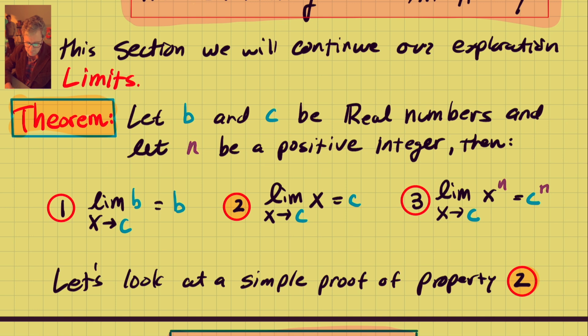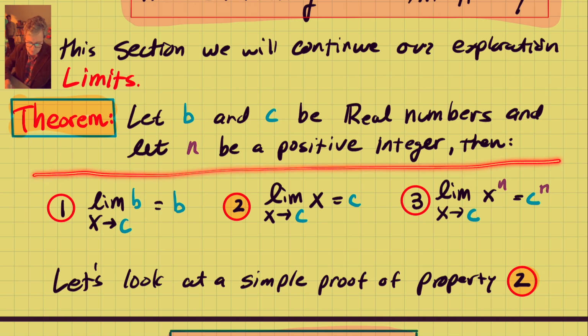Remember, the identity function is just the straight line. And then the limit as x approaches c of x raised to the nth power is just c raised to the nth power. Now here, remember, n is a positive integer, so this is not x to the 1/2 power or x to the 3.76 power or anything like that. This is x to the first power, second power, third power, fourth power, positive integers.